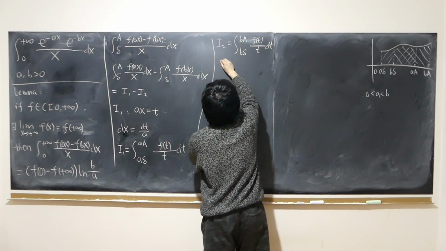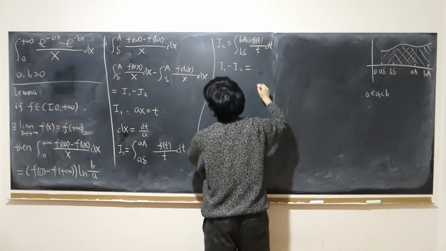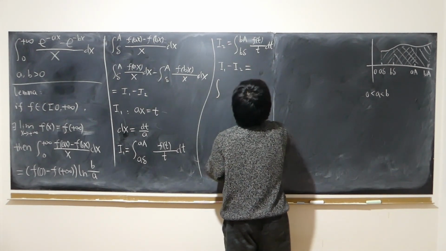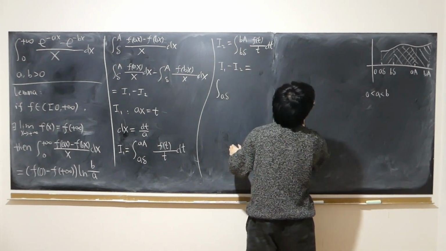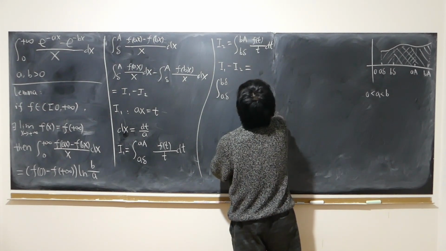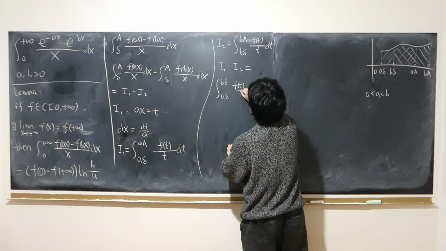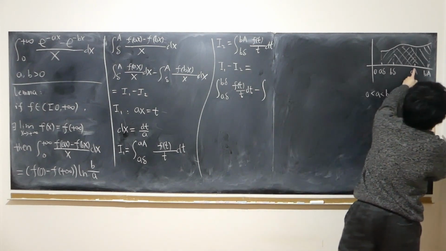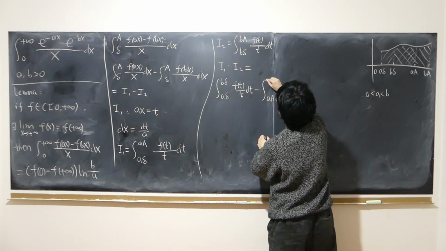So I1 minus I2 is basically equal to the integral from a delta up to b delta of f of t over t dt, minus the integral from this point to that point, a capital A to b capital A.